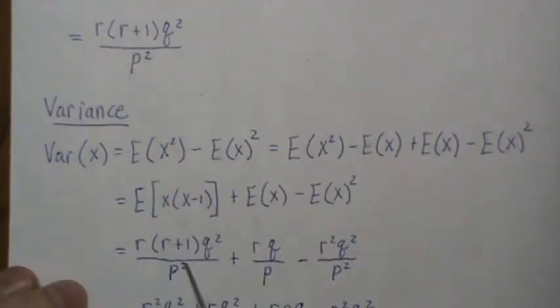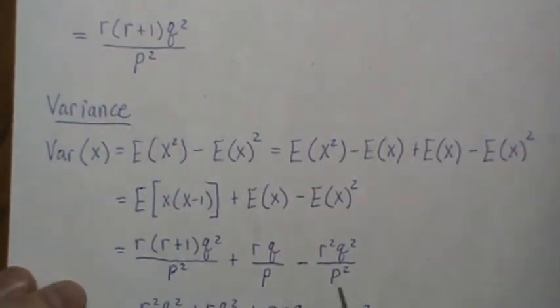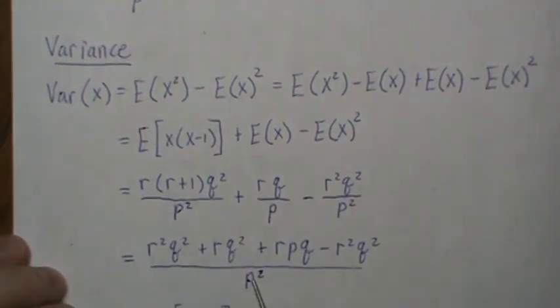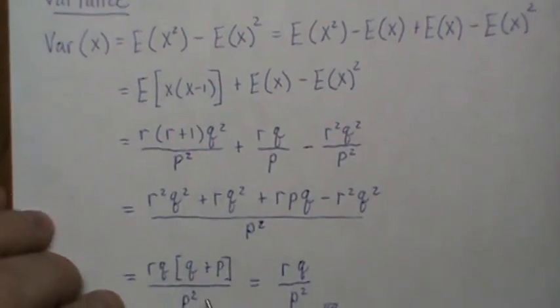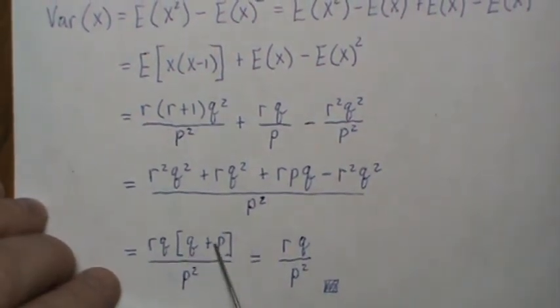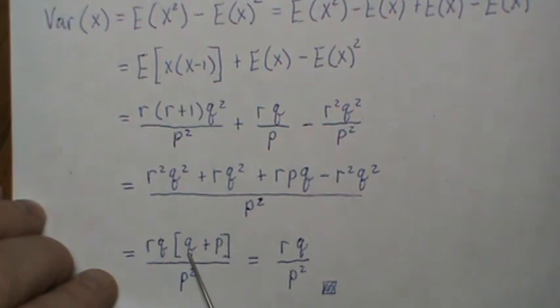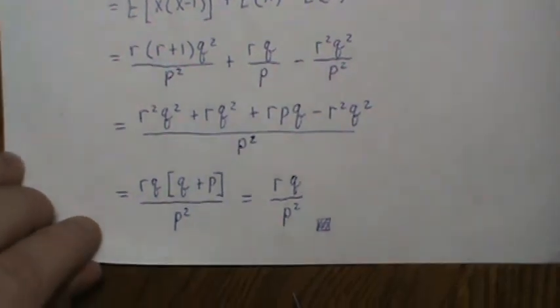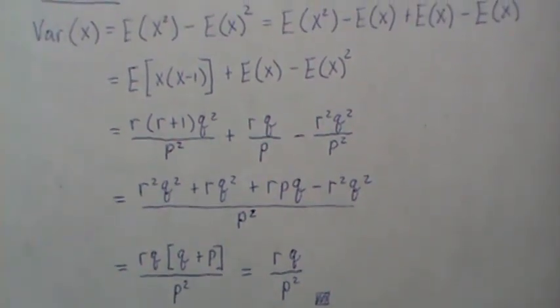So now we substitute in. The mean was this. We square the mean. We get a common denominator. Simplify to this. Q plus P is actually 1, right? Because this is 1 minus P. So we're left with RQ over P squared. And that's the variance. Well, that's all I have for this video.